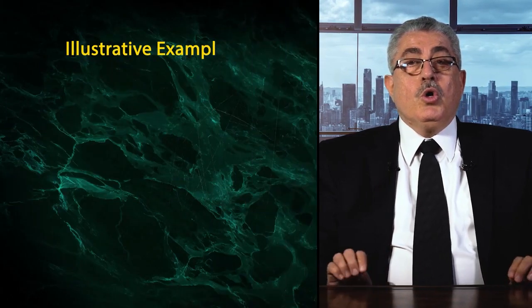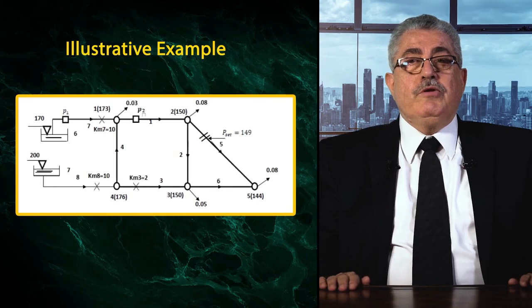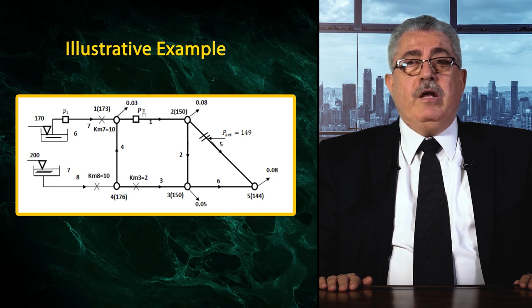Water distribution networks. This illustrative example introduces a water supply distribution network that includes closed loops with different network components like reservoirs, pumps, pressure-reducing valve, and other valves. This optimization problem is a bit complicated.